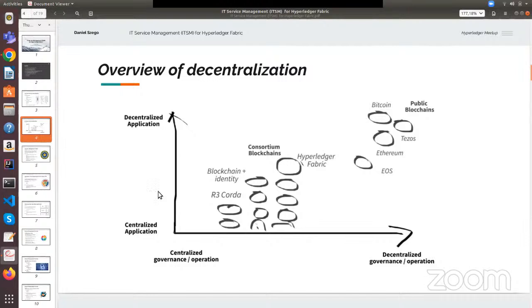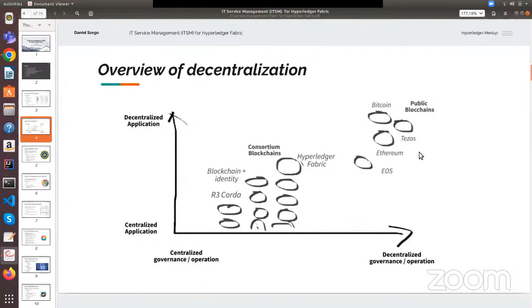So we have here on this picture two dimensions. On the one hand, we have the application level, which is pretty much the business logic. We have centralized applications on one end and decentralized applications on the other end. And we have business networks or business blockchain networks, which are a kind of semi-trusted, semi-decentralized way of IT. On the other dimension, I have governance or operation. Governance and operation are not exactly the same, but for the sake of simplicity, I just have one dimension. We have decentralized governance or decentralized operation on one side, and on the other hand, centralized governance and centralized operation.